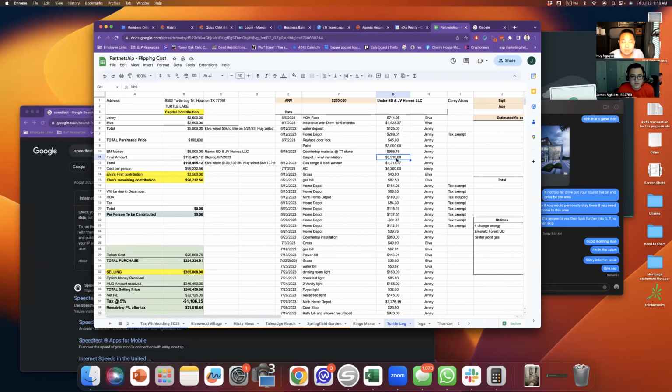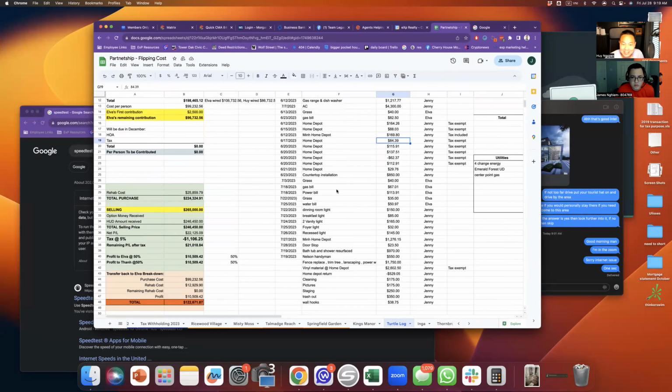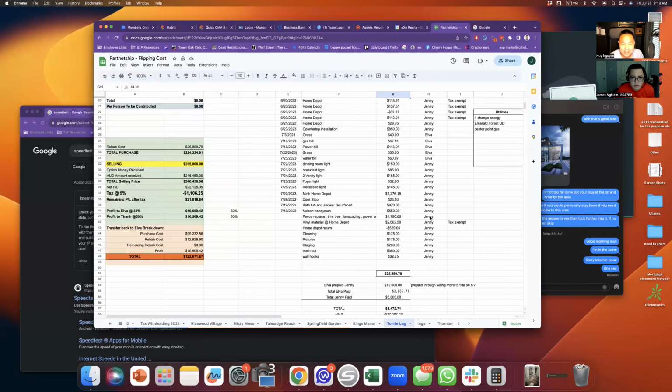Carpet and vinyl is about $4 a square foot now. Everything increased, and paint is about $2 per square foot. And then short-term insurance, HOA fees, and a bunch of Home Depot miscellaneous, power bill, gas bill. A good rule of thumb for you is to take this number.